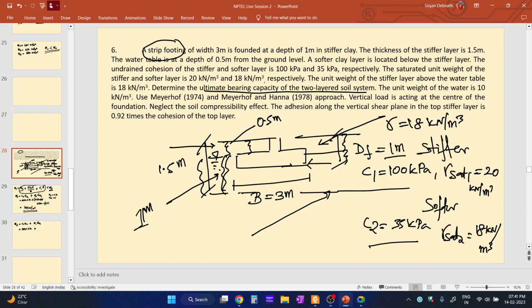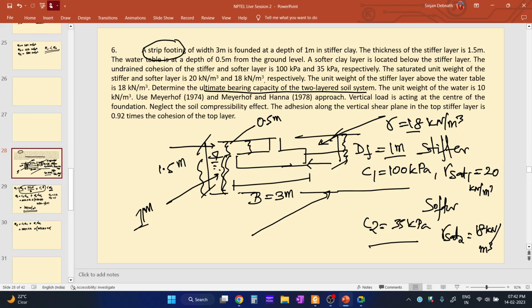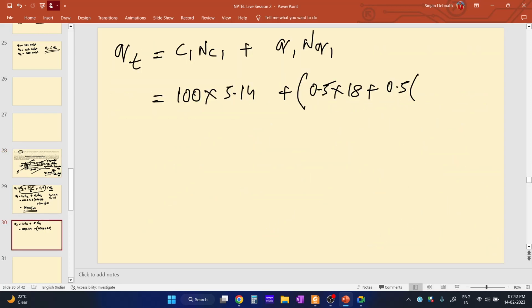It is 0.5 into 18 plus 0.5 into the submerged unit weight. So what is the submerged unit weight? Saturated minus water: 20 minus 10.